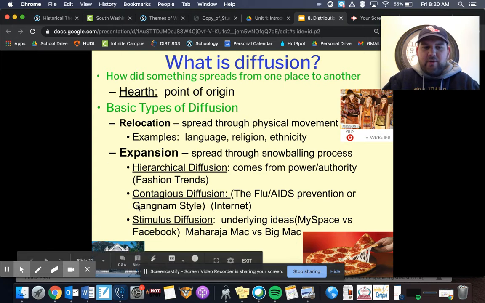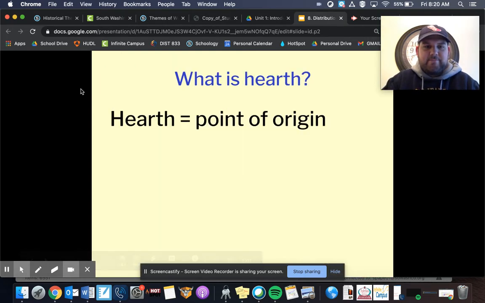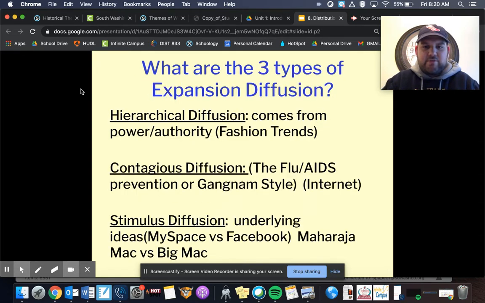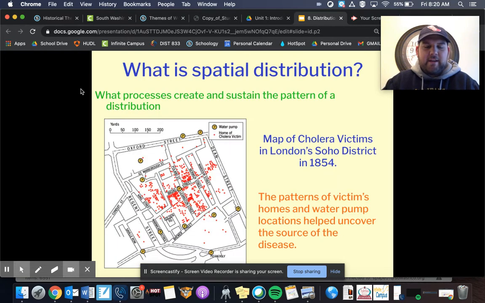Again, you will need to be able to identify different types of diffusion for your test. Again, hearth, point of origin, I went over that earlier. These are the two types of diffusion. Again, went over that already.